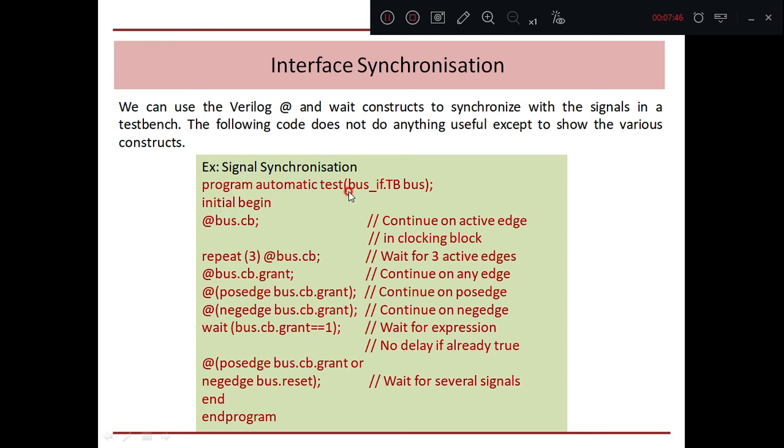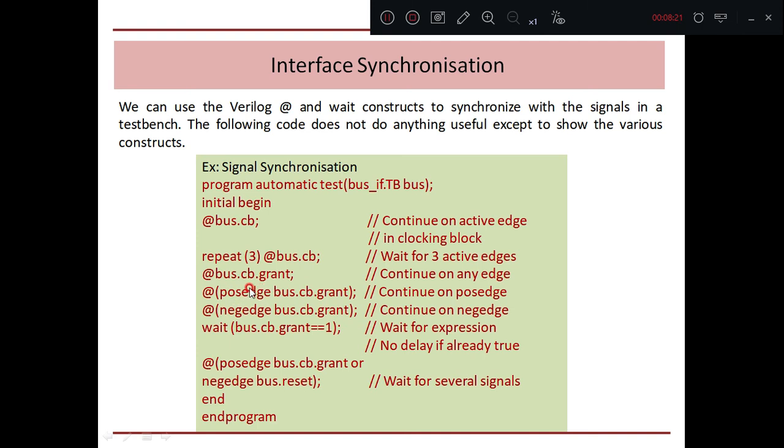Program automatic test, bus_if.TB bus, initial begin, @bus.cb. What does this mean? Continue on active edge in the clocking block. Repeat 3 @bus.cb. Repeat 3 in the sense wait for 3 active edges. @bus.cb.grant. See here, neither the posedge is mentioned nor the negedge is mentioned. Therefore, continue on any edge.